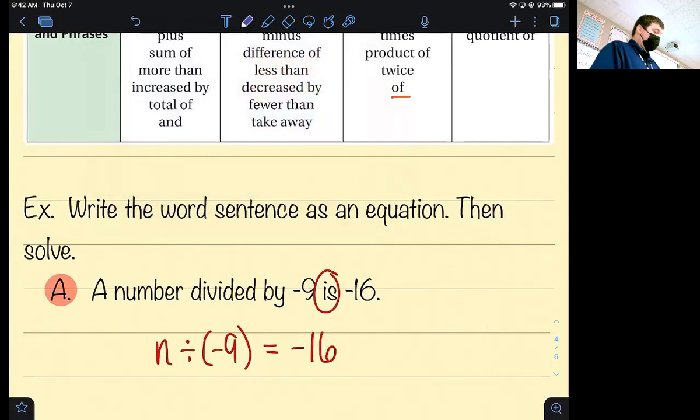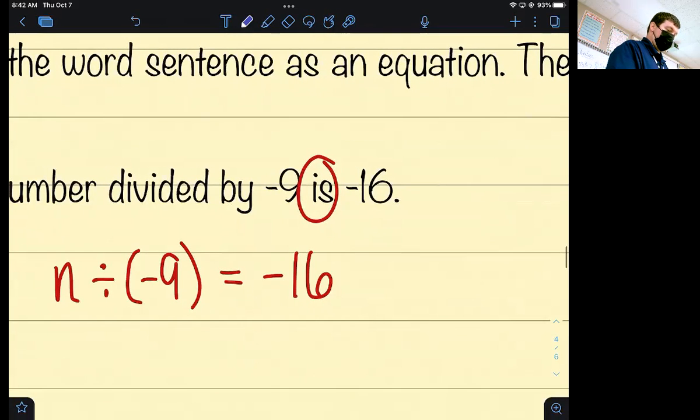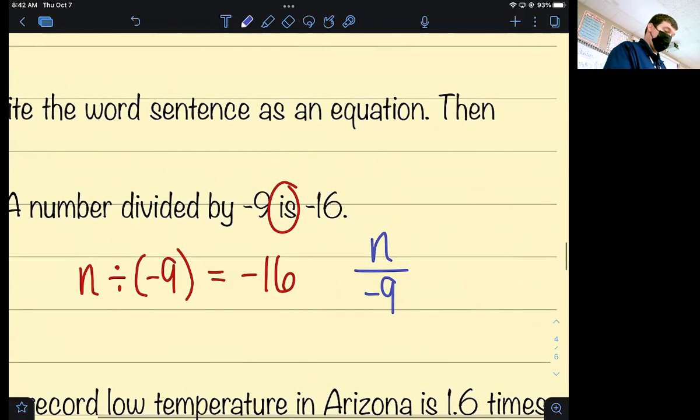Now you could write it like that and you could solve it like that. Big Ideas won't write it like that. In fact, you didn't see any that looked like that in your homework, I don't think. Instead, they would have made it look like this. You've seen ones like that, right? N over, or N divided by negative 9, like that. That's how they'll write it. And it means the same thing.